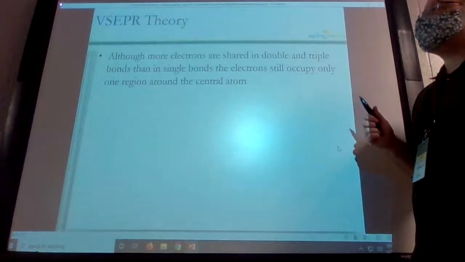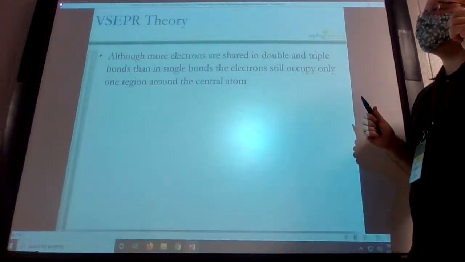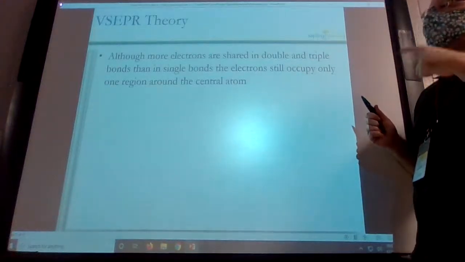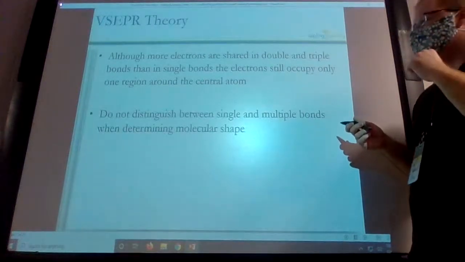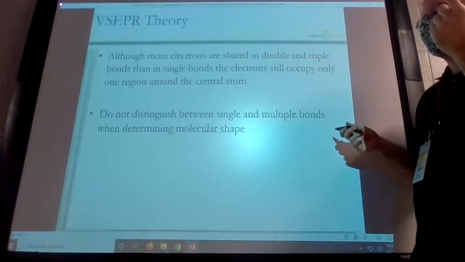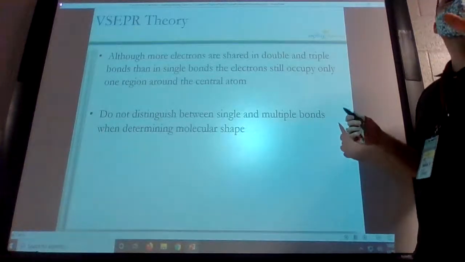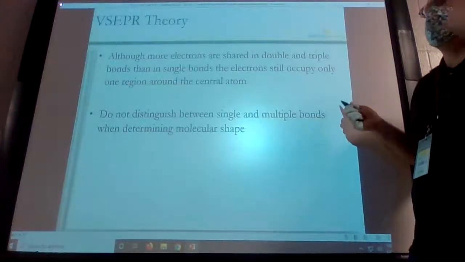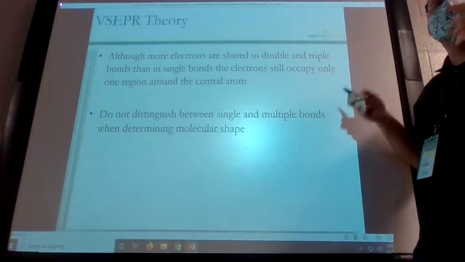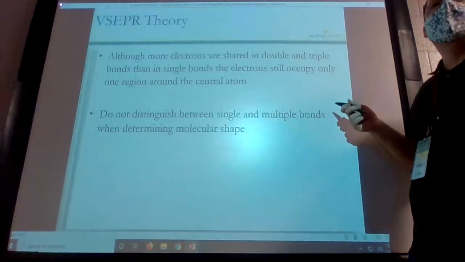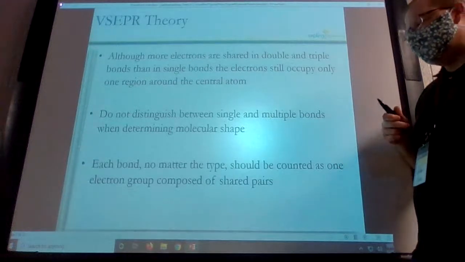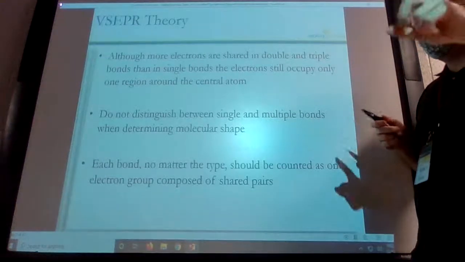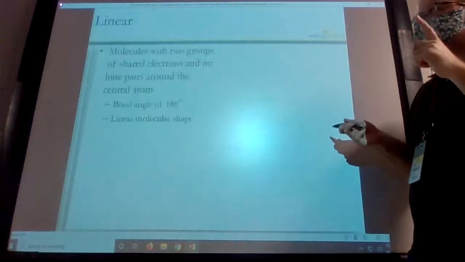Although more electrons are shared in double and triple bonds than in single bonds, the electrons still occupy only one region around the central atom. Do not distinguish between single and multiple bonds when determining molecular shape. So basically, it doesn't matter whether it's a single, double, or triple, it's still going to have the same shape. You're just looking for bonding groups around the edge. Each bond, no matter the type, should be counted as one electron group composed of shared pairs.